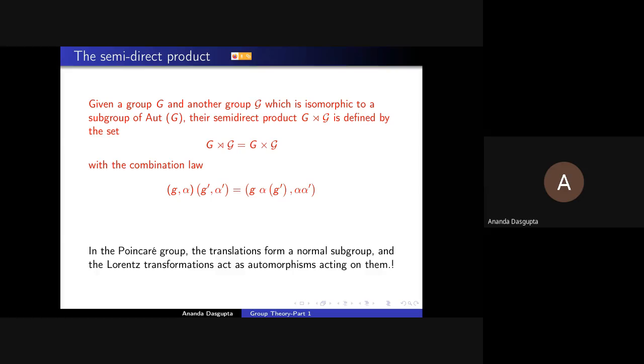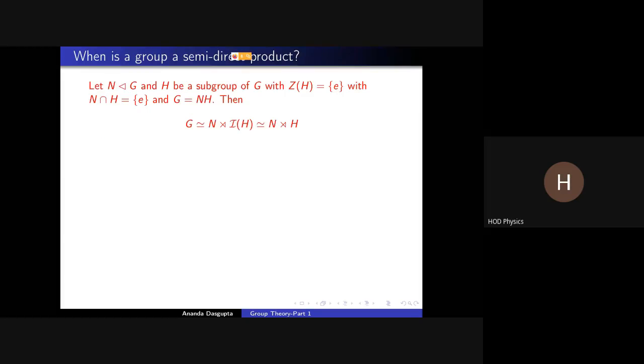Okay, and the general theorem is very similar to the theorem for direct products. You start with two subgroups N and H, and G is N times H. N has to be normal, H may not be normal. Remember when we were talking about direct products, N1 and N2 both had to be normal subgroups of G. Here N is a normal subgroup of G, H is a subgroup of G with this special result that the center of the subgroup H is just the identity. So it is a trivial center.